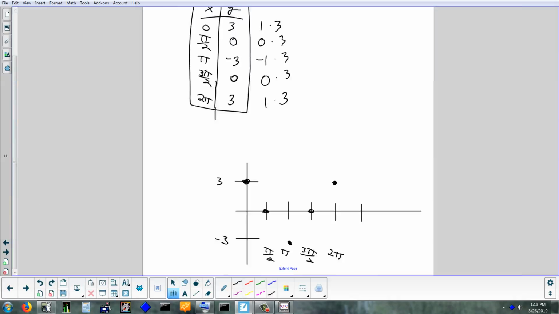Okay, and then just connect it. Remember, it shouldn't look like a V. It's part of a wave. You're just sketching that section of it. So try to make it look curved.